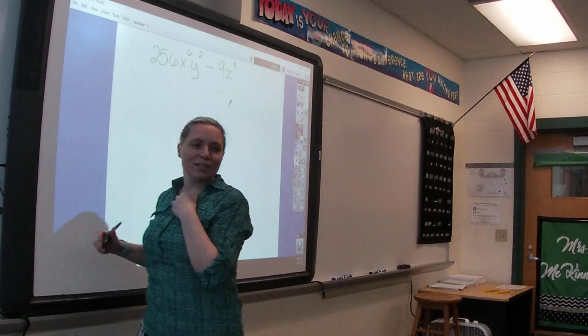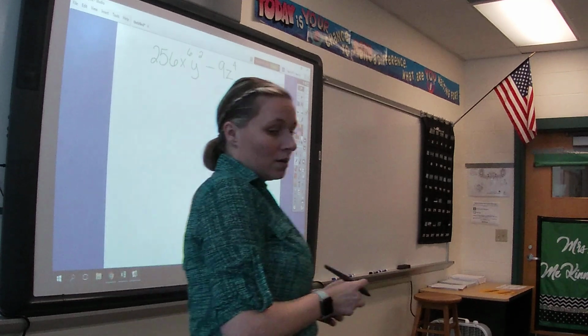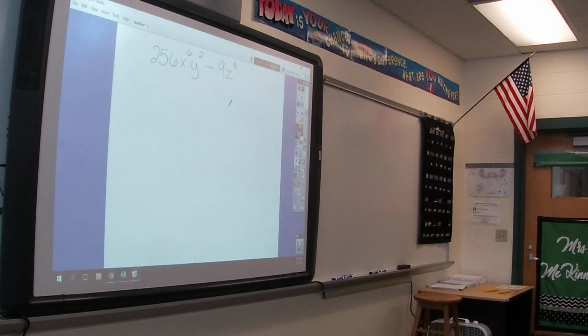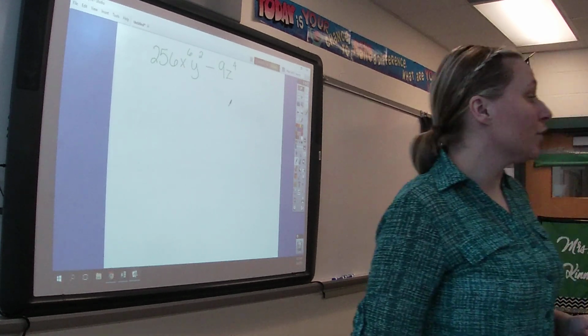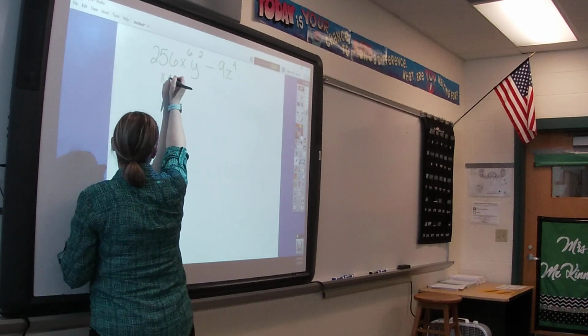Okay, so even though these can start to look really complex, it is the same pattern, so don't get overwhelmed by it. It's still pretty straightforward at that point. So 256 is a really large number, but that's okay, because what can we do with 256? Type it in your calculator and find out, and it will tell you 16.